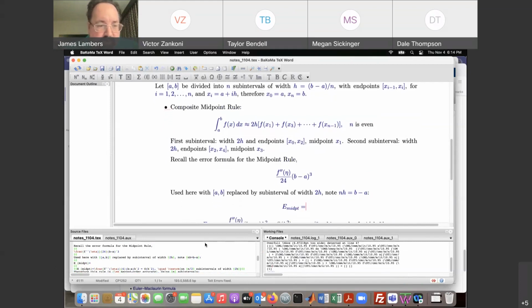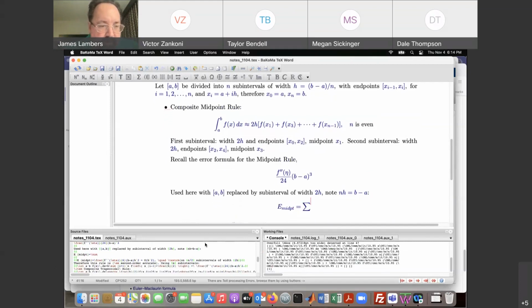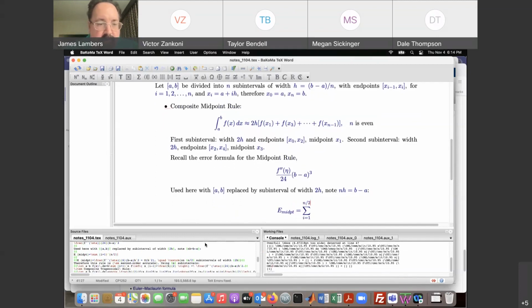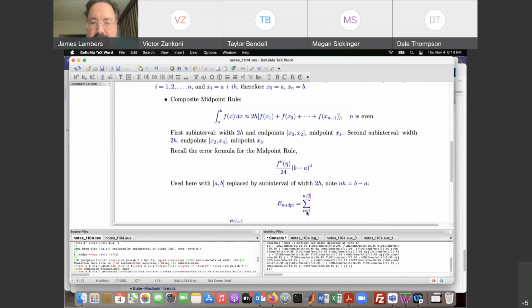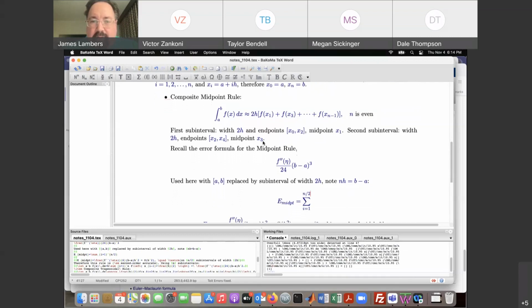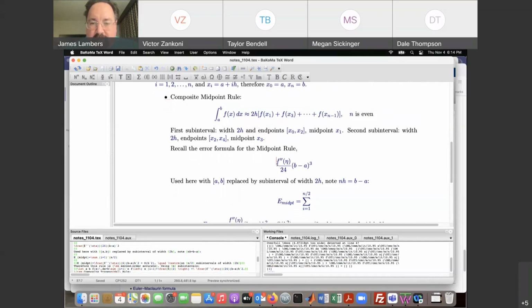So what I'm doing is I have a sum from 1 to n minus 2 because I have n subintervals in total, but I'm using them in pairs. So I really have n over 2 applications of a midpoint rule. So I need to use this error formula n over 2 times. So I'll go ahead and copy that in here.